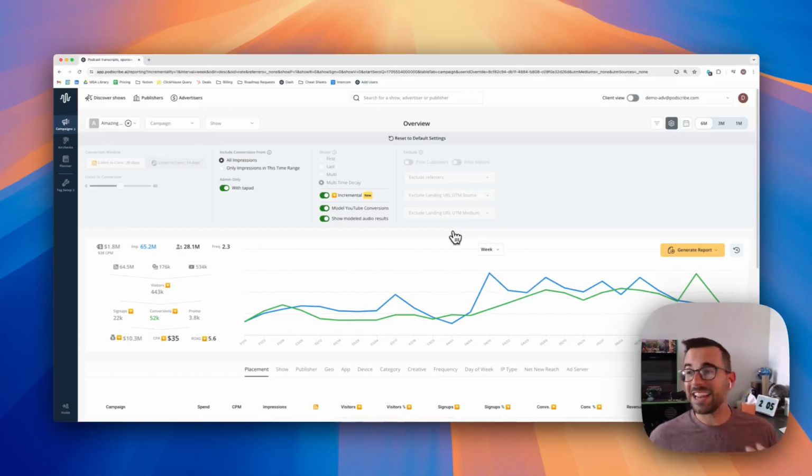So that is analyzing data within Podscribe. It allows us to provide results and information and insights that allow our clients to maximize their effectiveness within the podcast and streaming audio space today.